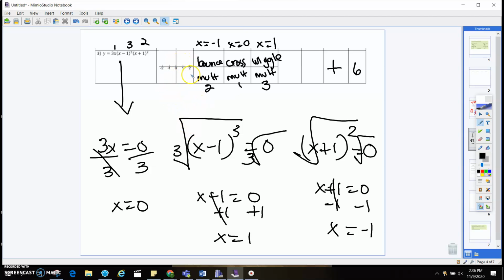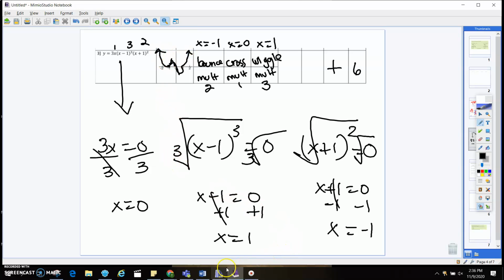So what's going to happen is we're going to have a multiplicity of 2 at negative 1, so that's going to be a bounce, right? So it's going to come back up. And then we're going to have a cross at 0 with a multiplicity of 1, so it's going to come back down. And then we're going to wiggle through x equals 1. So wiggle, wiggle. There you go.